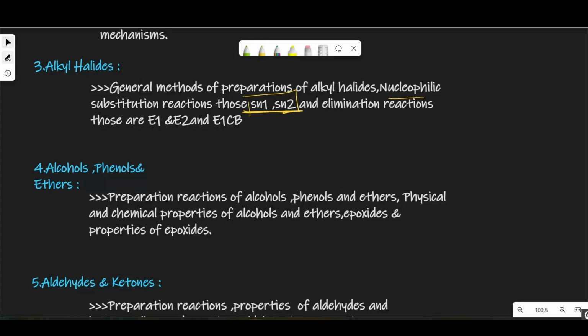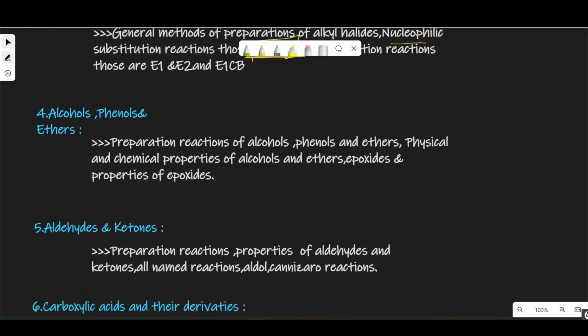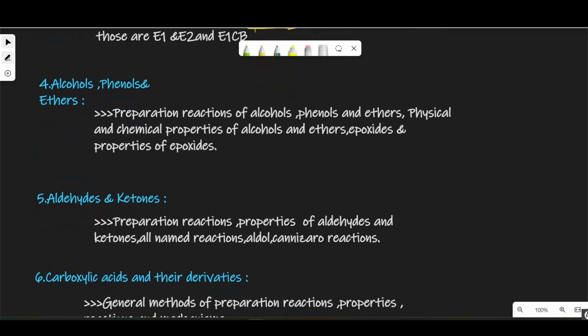Then we can relate the current chapter with the previous chapter. Then we will get to know how we can solve more conversions and problems related to this. The next chapter is alcohols, phenols, and ethers. In this, we need to learn the preparation reactions of alcohols, phenols, and ethers.